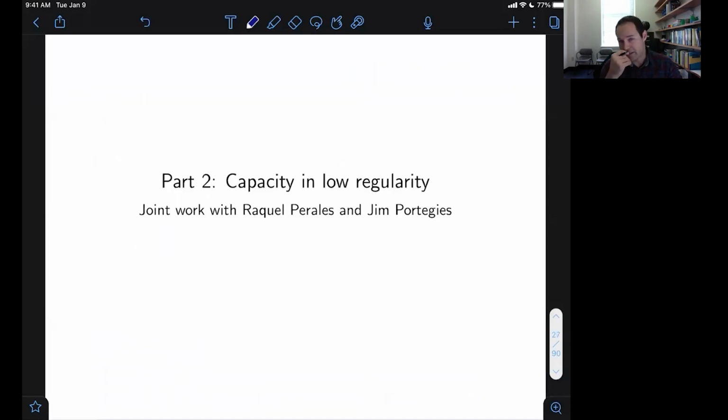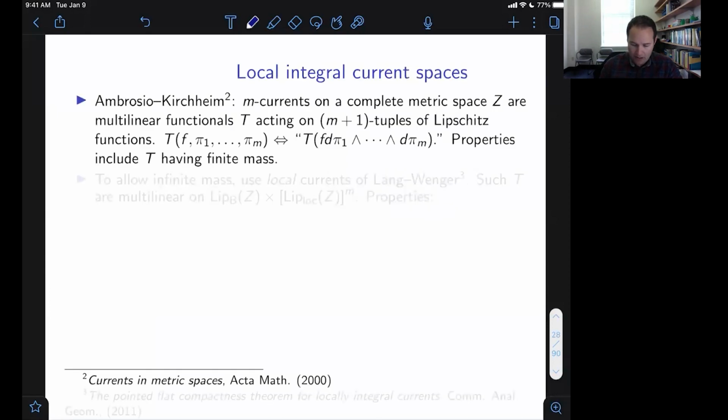So that leads into this next part where we'll be talking about capacity in the low regularity setting. This is joint work with Raquel Perales and Jim Portegies. I'm not sure of everyone's familiarity with intrinsic flat convergence, so I'll be going through this pretty quickly, but recalling a number of the details.